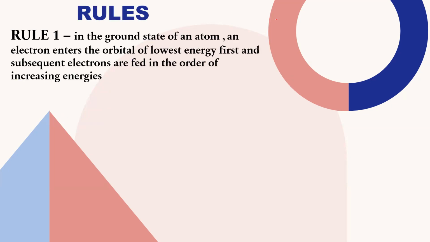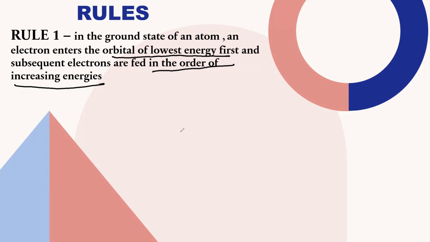Okay, let us start. We have rule number 1. What it states: in the ground state of an atom, an electron enters the orbital of lowest energy first, and subsequent electrons are fed in the order of increasing energies. Basically this rule is stating that electrons enter the lowest energy orbital first, and then they are fed in order of their increasing energies. So basically we have to fill the lowest energy first.